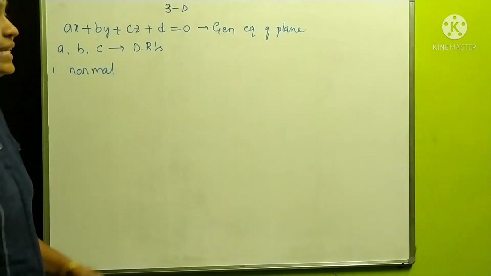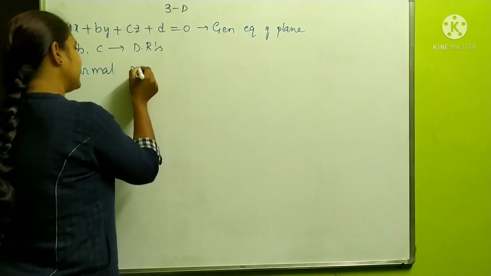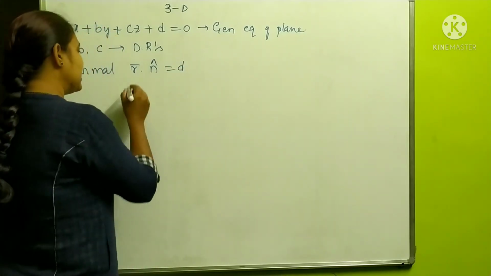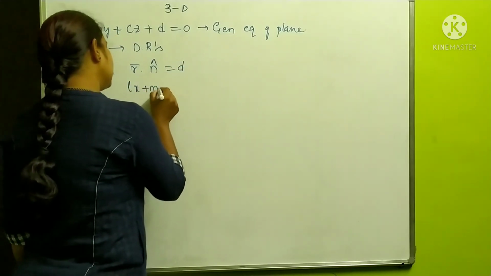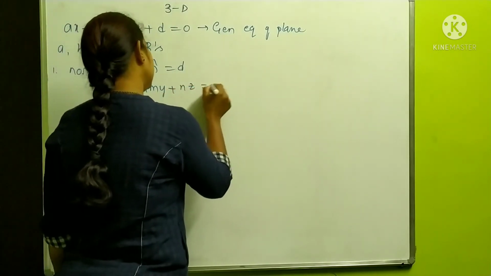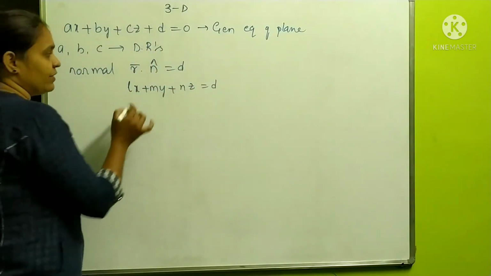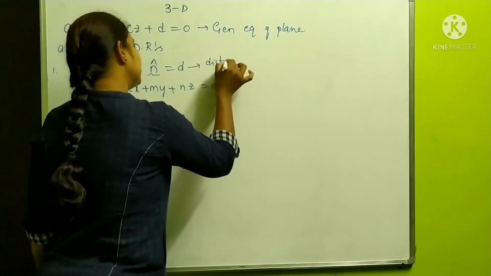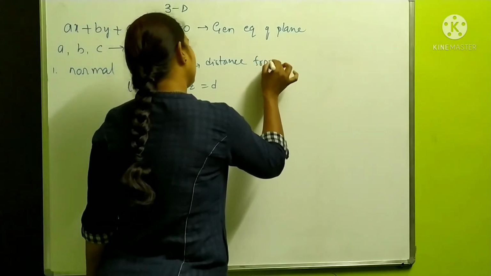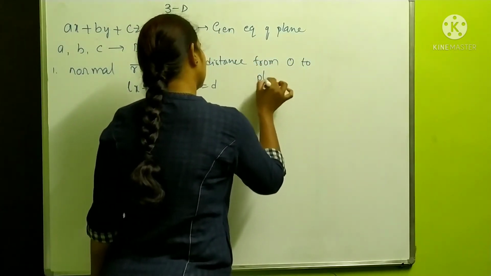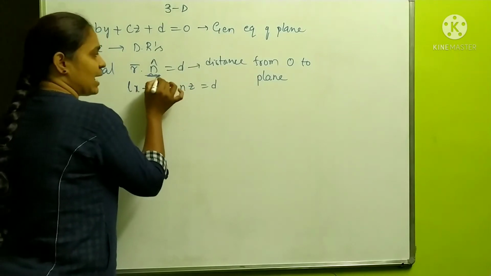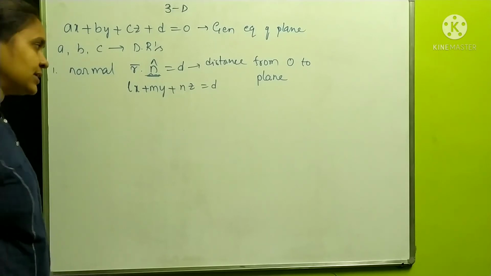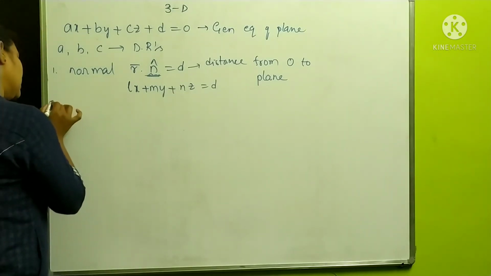We say r bar dot n cap is equal to d. Cartesian form is given by Lx plus My plus Nz is equal to d. See, you have to be very careful. If it is n cap, then this is the distance from origin to plane. If it is n cap, then only it is distance. If it is n bar, it is not distance, it is just a constant. Okay, so this is normal form.